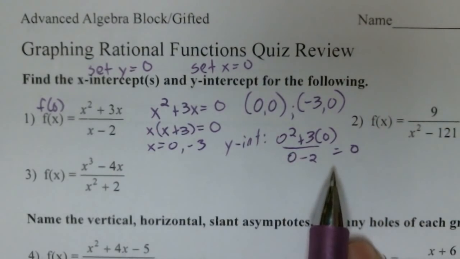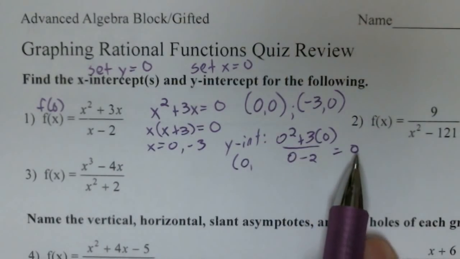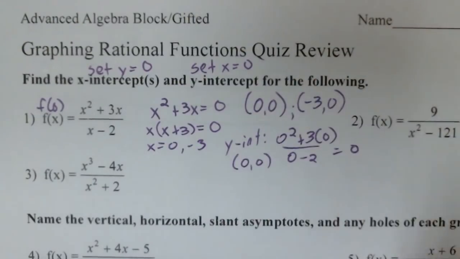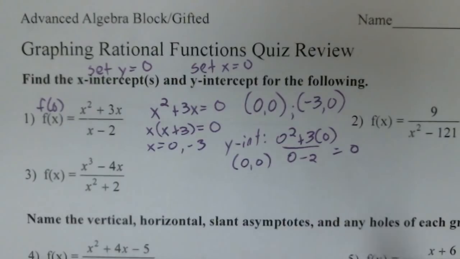Okay, so my y-intercept, we're letting x be 0, so it's going to be 0 comma, and then whatever we got for the output, which in this case was another 0. So my y-intercept is 0 comma 0, which is the origin.